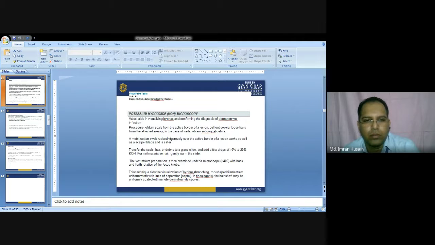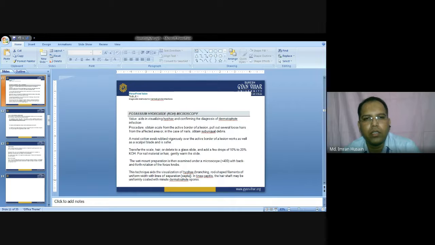Tinea faciei affects the facial skin and can sometimes occur from direct spreading of a scalp infection, especially in children. It generally presents with a skin rash that worsens after sunlight exposure. Additionally, tinea barbae affects the hair follicles and skin of bearded individuals and can present with areas of increased redness, scaling, and pus-filled lesions.